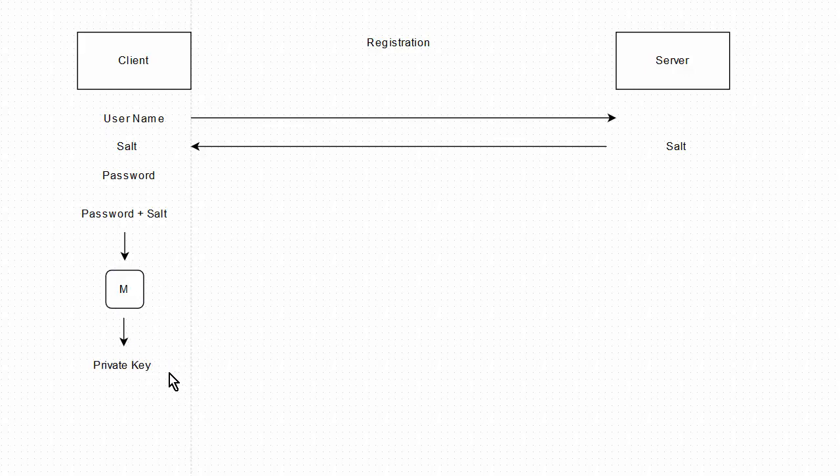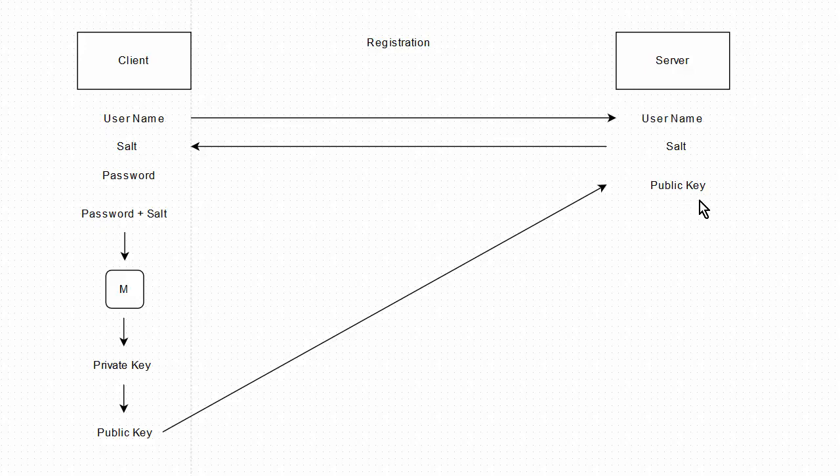Here I've called this process M, but of course, that's up to you how you do that. Once you've derived your private key from the password and the salt, and optionally the username if you want, you can go ahead and generate a public key from that. And then that public key is sent back to the server. The server then saves the salt and the public key and the username in the database. And that completes the registration.